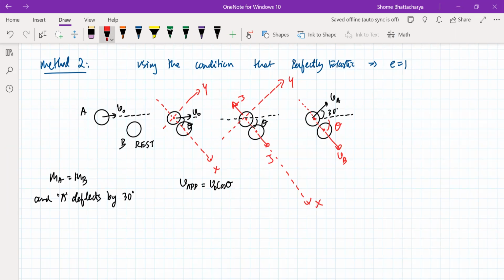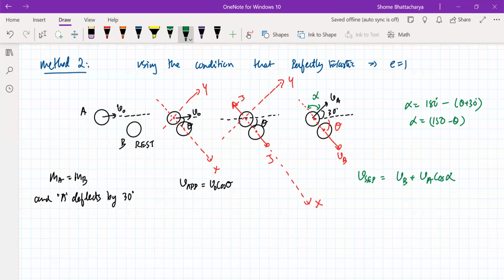So if this angle is theta plus 30, how much is this angle here? Suppose this angle is some alpha. So alpha is 180 minus theta plus 30, right? Yes. So it is 150 minus theta, that is our alpha. So according to this, what should be our separation velocity? Our separation velocity should be VB plus VA cos alpha.